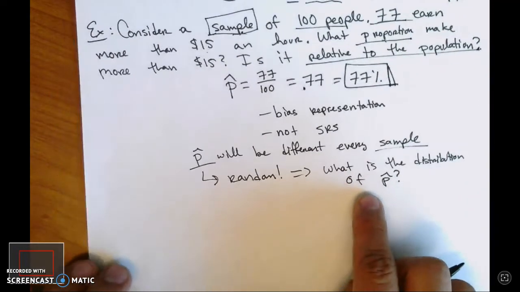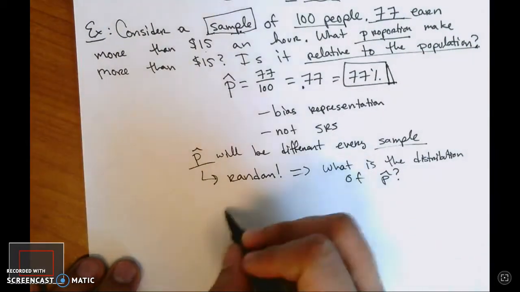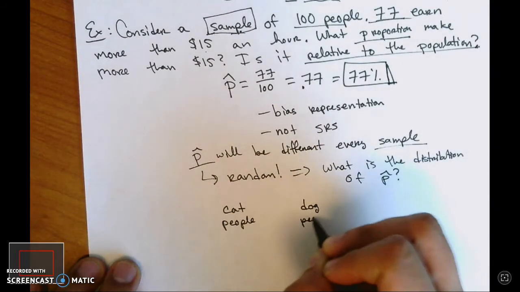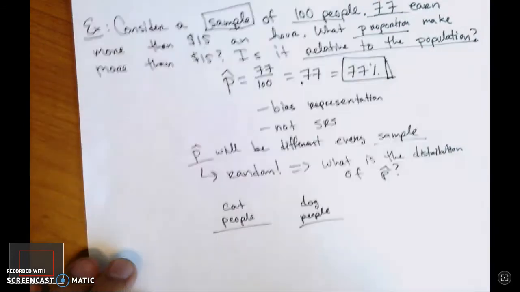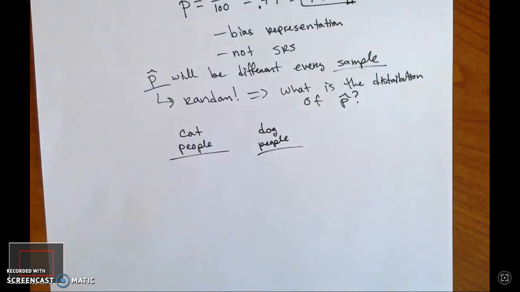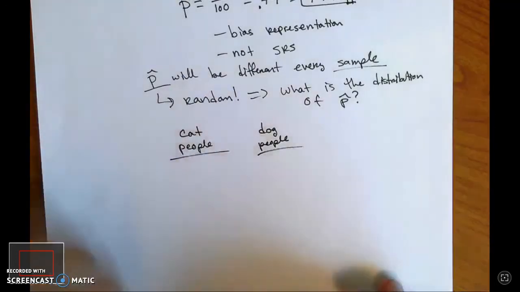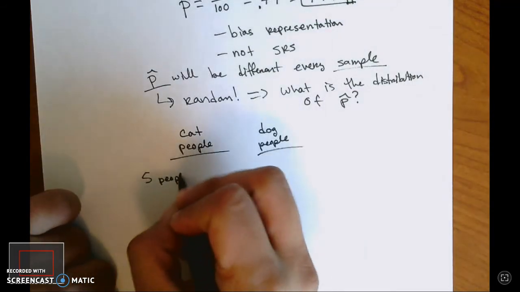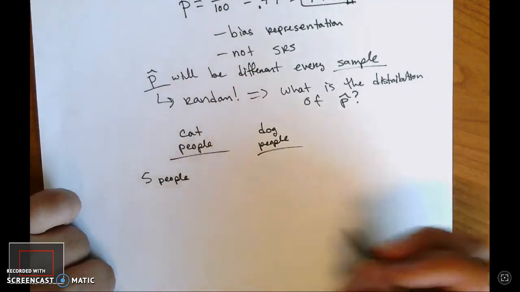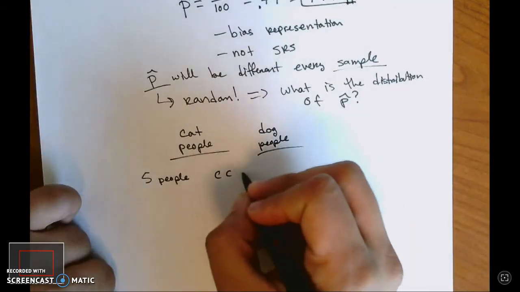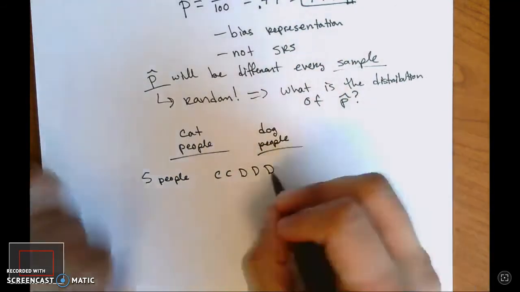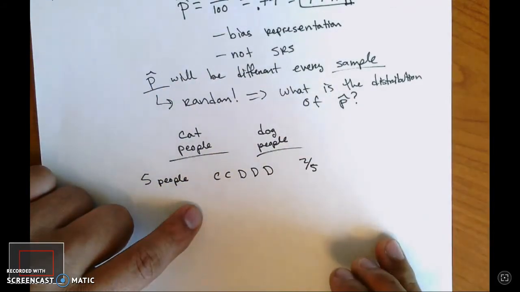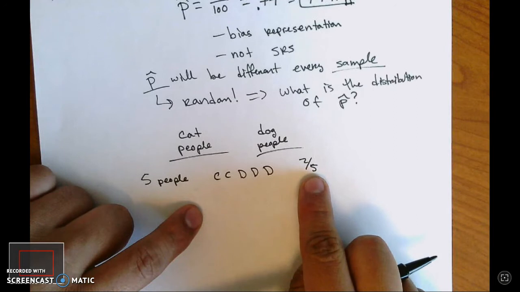So let's say, for example, we had two different types of people: cat people and dog people. I want to ask how many people are cat people and how many are dog people. If I get 5 people and ask them, are you cat people or dog people? Maybe 2 of them were cat people and the rest were dog people. So in this case, it was 2 out of the 5.